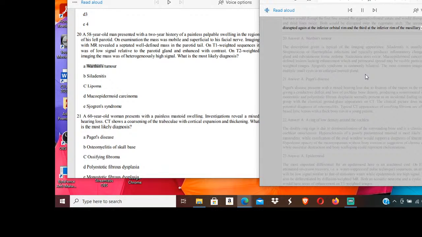Answer A. Warthin's tumor. The description given is typical of the imaging appearance.